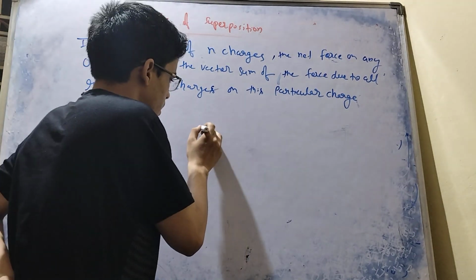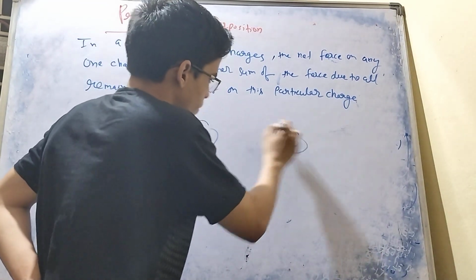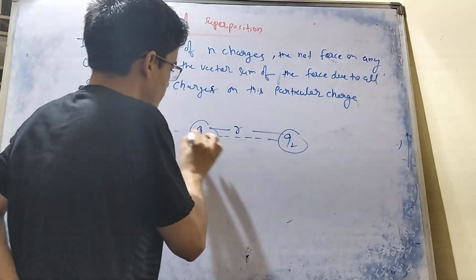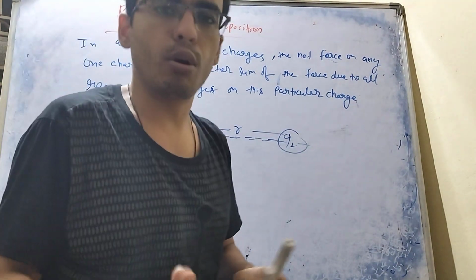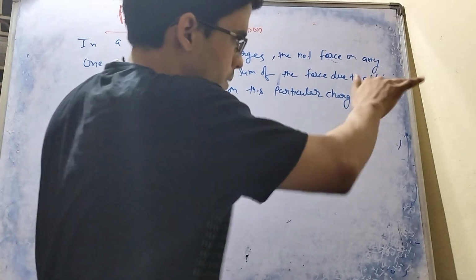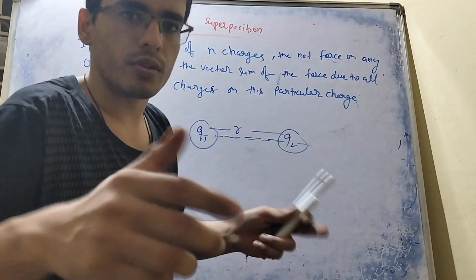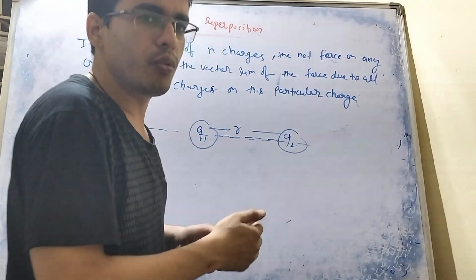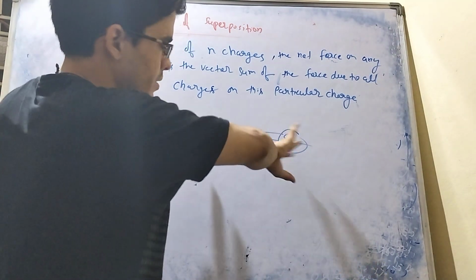Suppose we have Q1 and Q2, both at a distance r. I want to ask one question: will force exist here or not? I am not asking whether the force is attractive or repulsive, just whether it exists. Yes, force will exist because two charges are present. Now my next question: which force? Repulsive force, because both have the same sign.